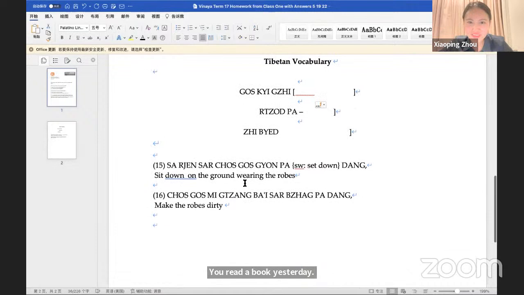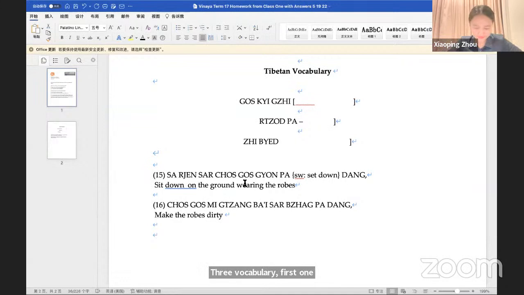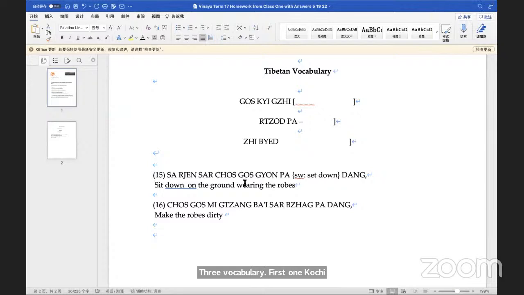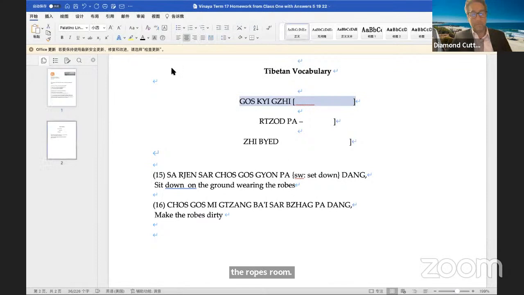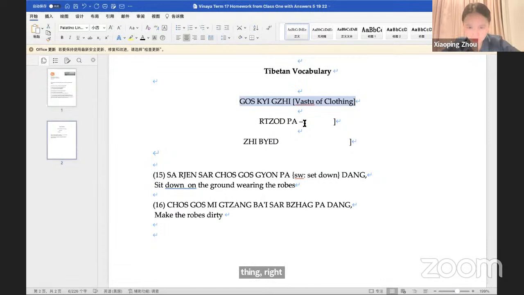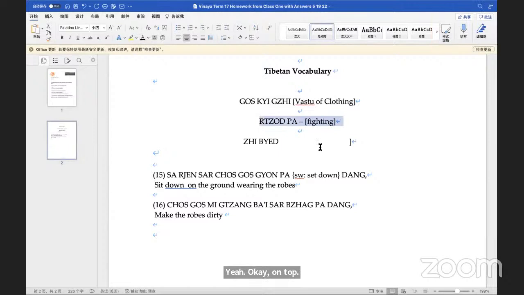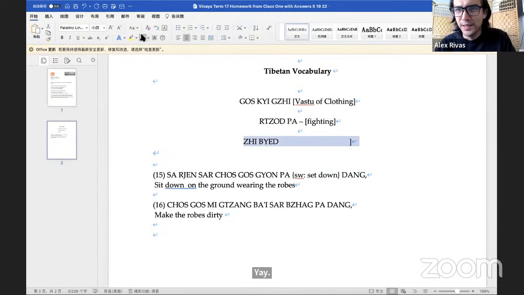Okay, three vocabulary. First one, robes. We were just talking about these things which relate to the robes. Vastus which relate to clothing. Can we say vastu of clothing, right? Yeah. Okay. Zopa: super arguing. Yay. Shiche: calm down, people. Yay. Thank you. Love that you both said calm down, people.